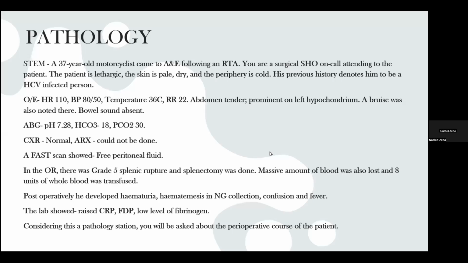Decrease fibrinogen level, and increase edema. Okay. So he received a massive blood transfusion, massive amount of blood. What do you know about massive blood transfusion?